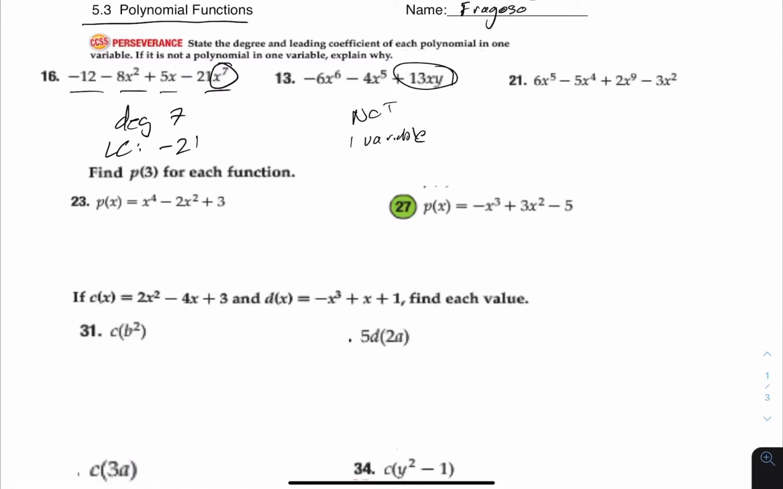And 21, they're all one variable, and the highest power is right here. So the degree, the highest degree of this thing, is 9. My leading coefficient is the number in front of that, which is a positive 2.